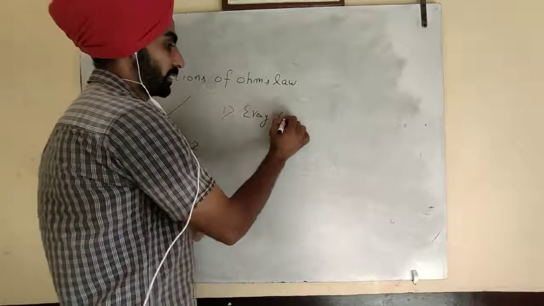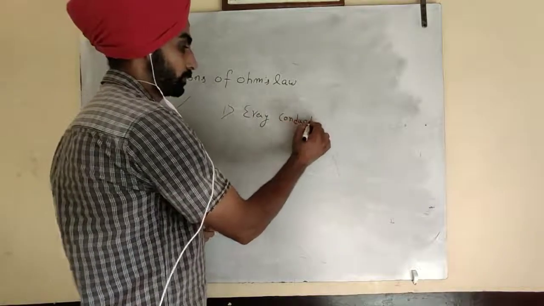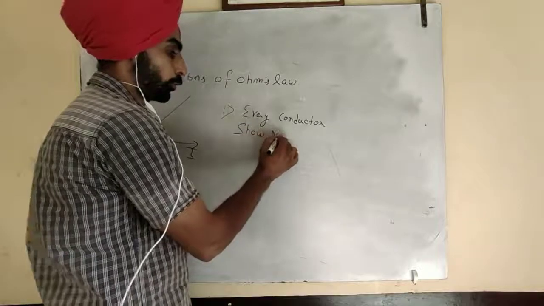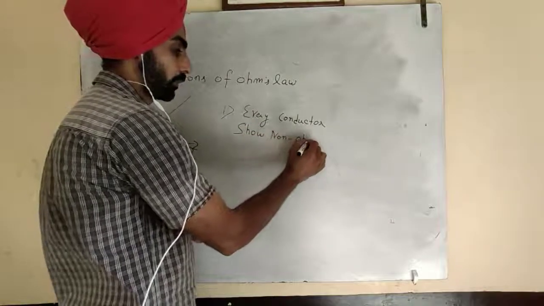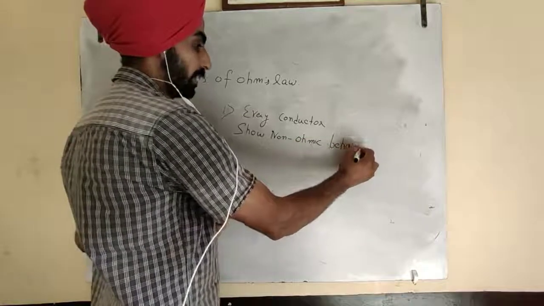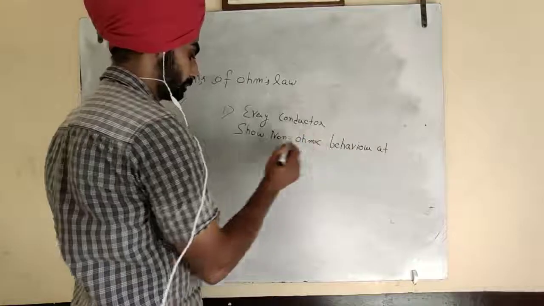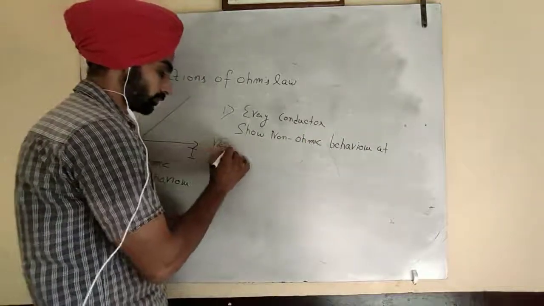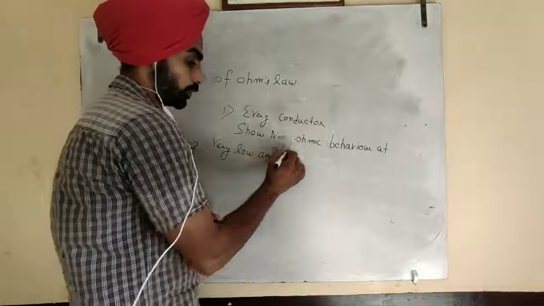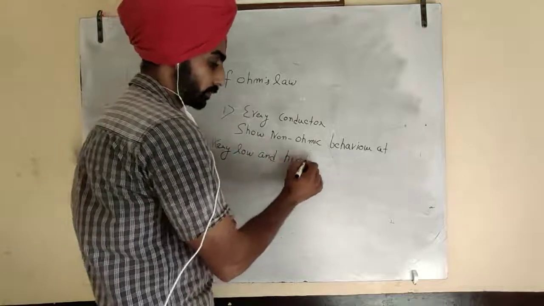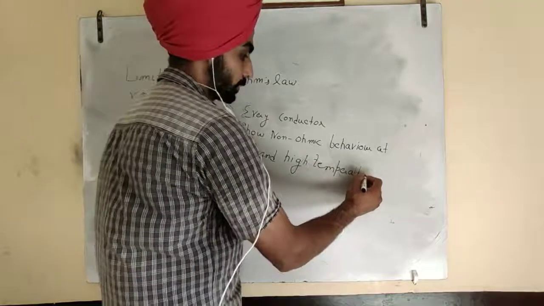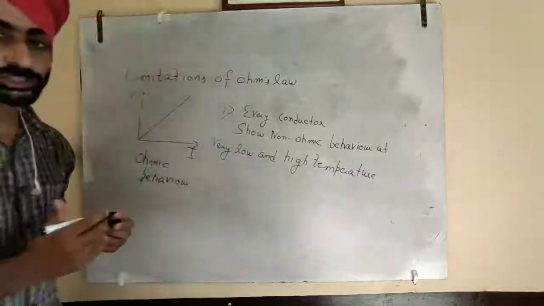So every conductor shows non-ohmic behavior at very low or high temperature, both at low and at high temperature. Because in the definition of Ohm's law, you know now, temperature and pressure conditions should be constant.